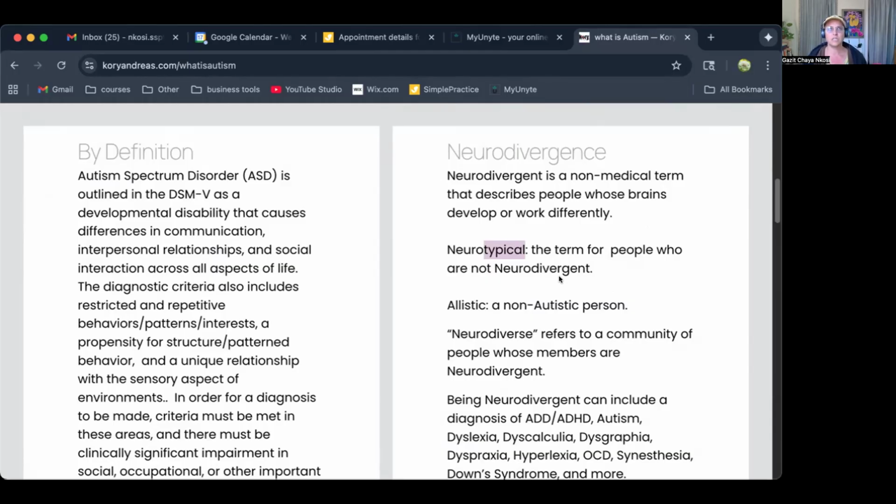Neurodiverse is used by a lot of people who haven't really studied this in a way that's actually helpful. So neurodiverse is just a fact. We are neurodiverse. The world is neurodiverse. So it's like saying racially diverse. Yes, that is a thing, but it's not describing anybody in particular. So a community of people, she says it's a community of people whose members are neurodivergent.